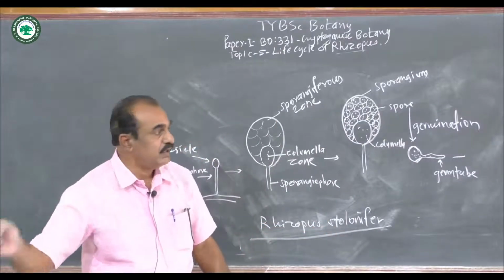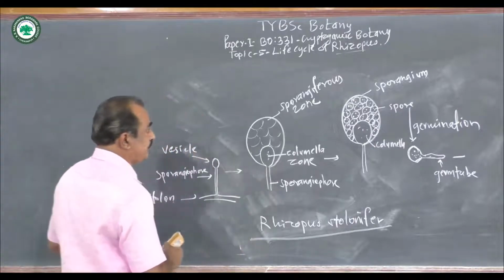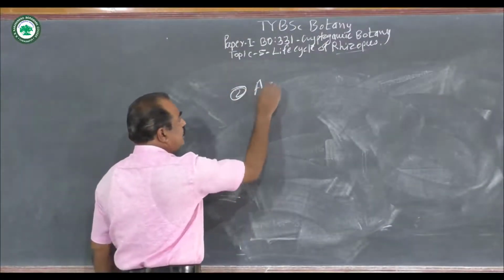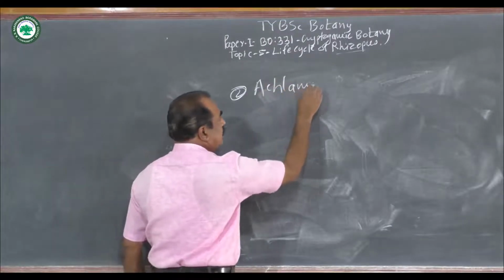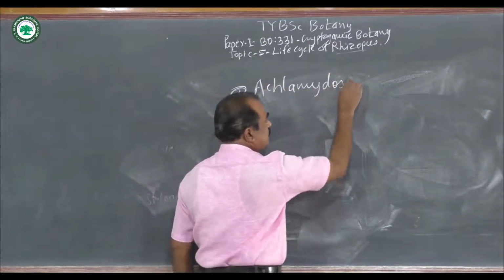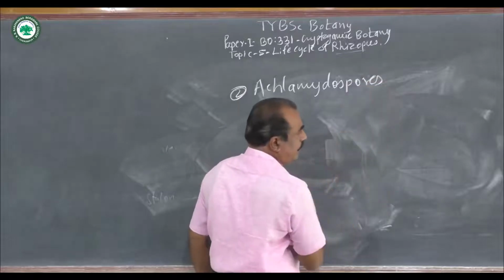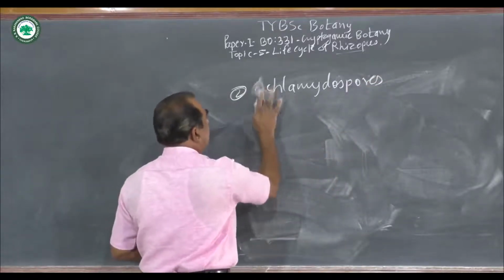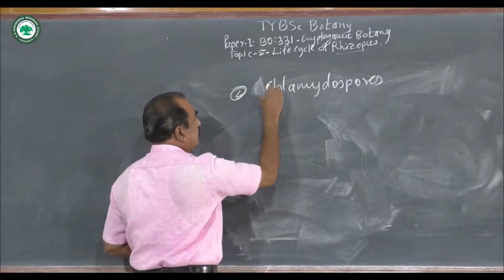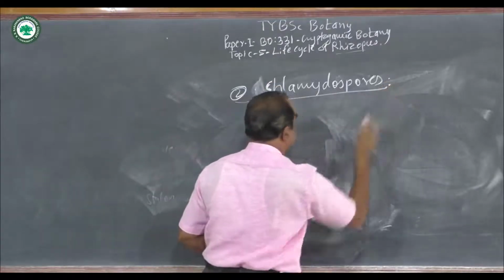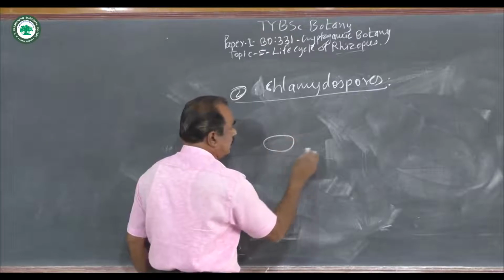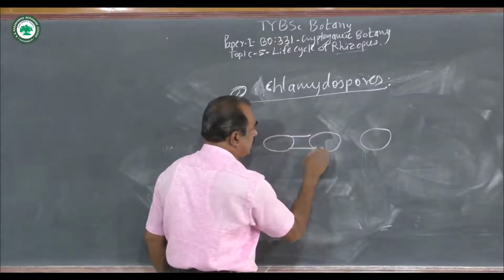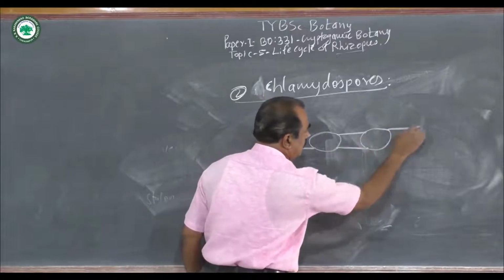Now the second type, that is the chlamydospores. The second type of asexual reproduction takes place with the help of chlamydospores. These are the chlamydospores. They are thick-walled.